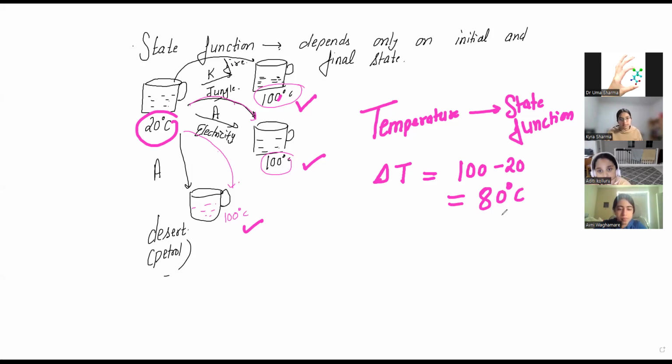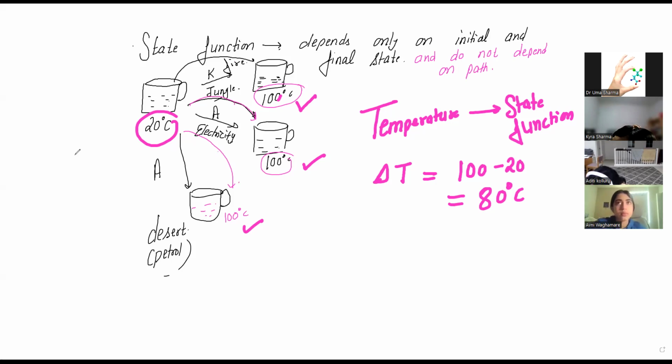So it means state functions depend only on the initial and final state, and they do not depend on the path. Can I write it like this also? They do not depend on the path. What path you have followed to do it.